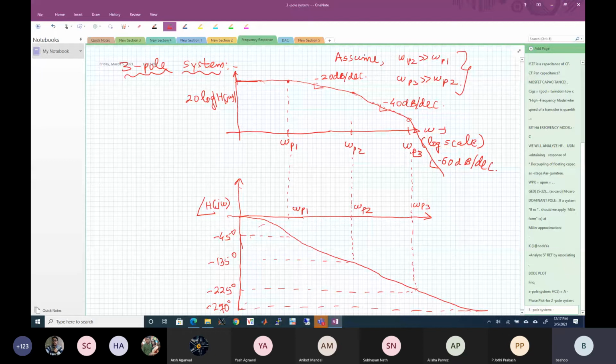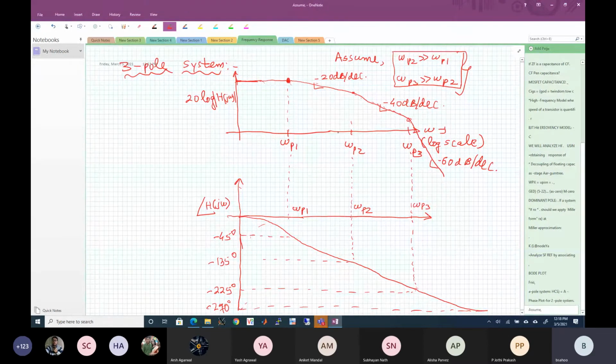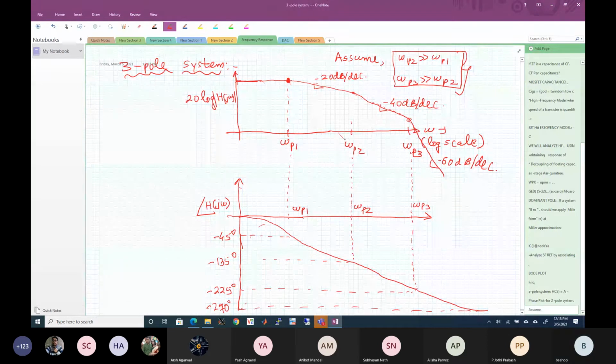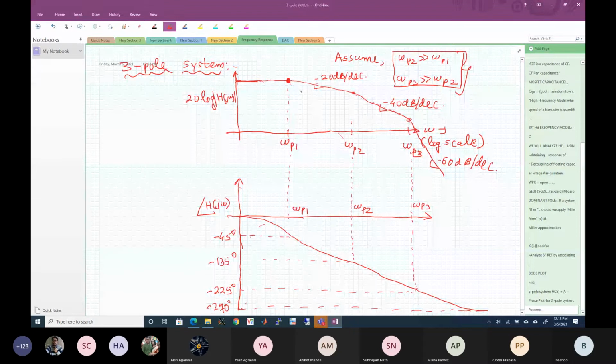Now, if this assumption is violated, then it becomes a little tricky to draw this. In the asymptotic plot, initially it will be minus 20, then it starts changing to minus 40 somewhere in between, and it becomes a little tricky to draw by hand, but MATLAB of course gives you the plot and tells you how much it is going to roll off. Okay, suppose I have 3 poles right here itself, then what should be the slope from here? It will go down at minus 60 dB per decade, right here itself. 3 poles at the same location.